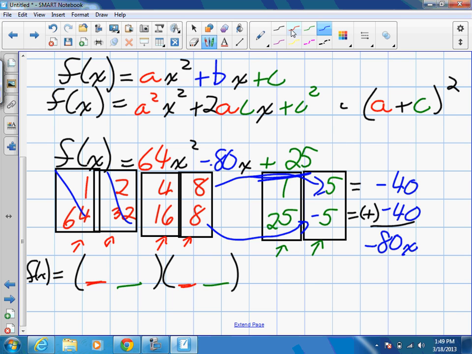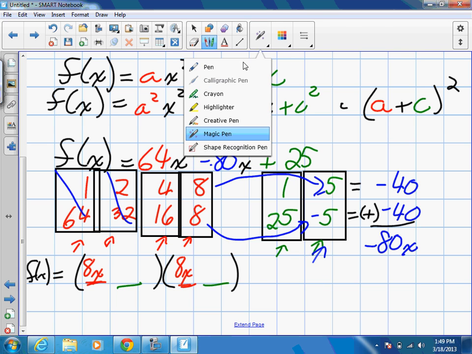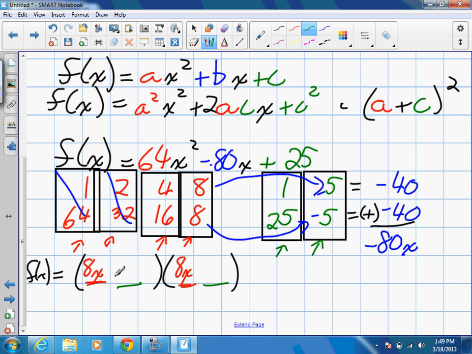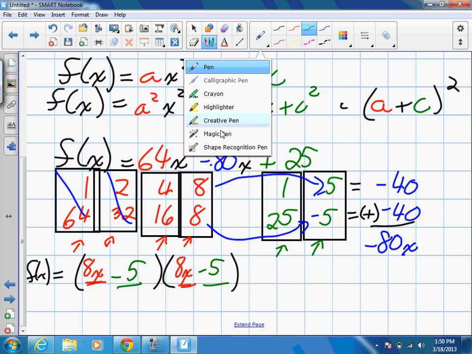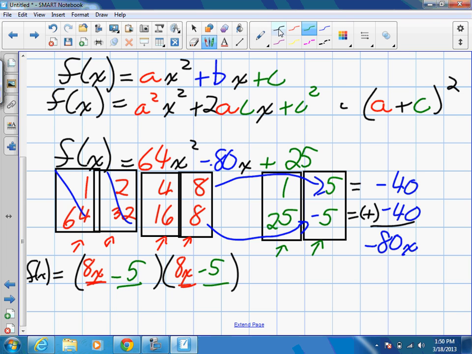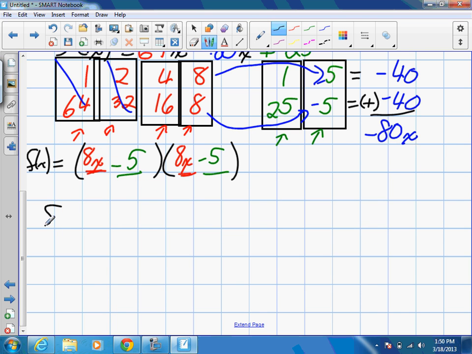Now I have 8x and 8x in the first one. And remember, we have to put them in the opposite brackets. Well, is that going to make a difference here? Why not? Because it's the same number, so it doesn't matter if I put it in a different bracket or not. The brackets will be the same, or identical. Because they're identical, we can represent this with just one bracket. I could write it as 8x minus 5 squared. And a perfect square trinomial will have 2 brackets that are identical.